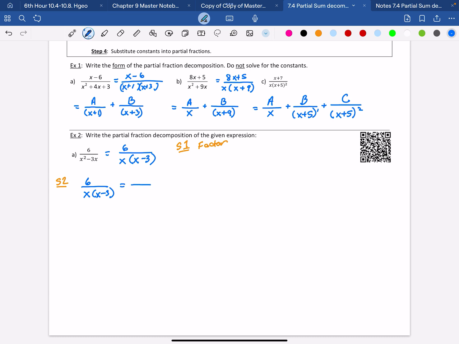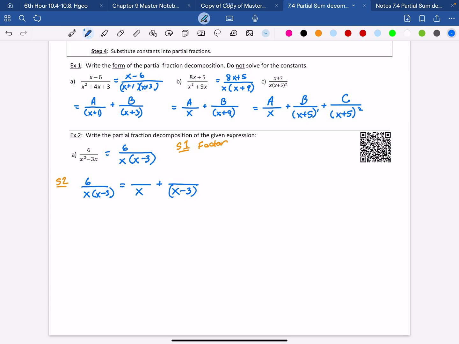You're going to give every single factor its own special fraction. So you're going to put x all by itself plus, and you're going to put x minus 3 all by itself. Now you're not going to do anything with that 6. You're just going to leave it alone on the left. The left-hand side is the original factored, and the right-hand side is the expanded form, giving each of the factors its own fraction.